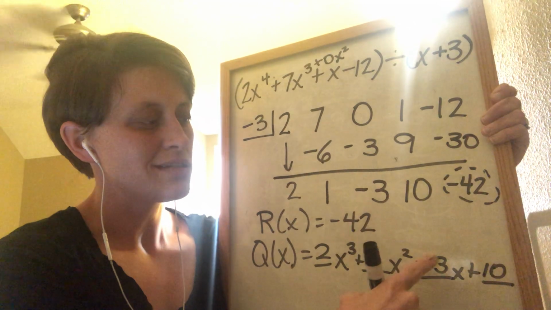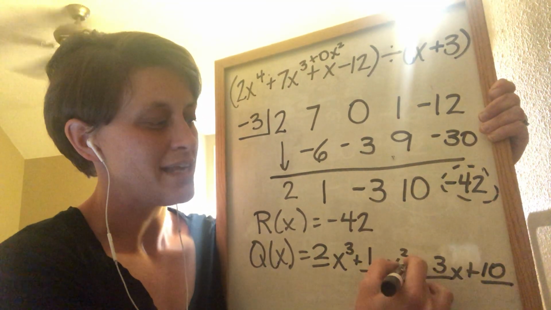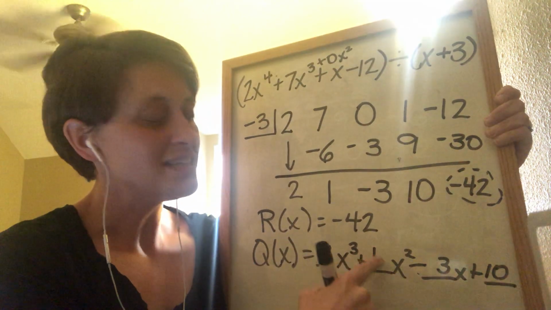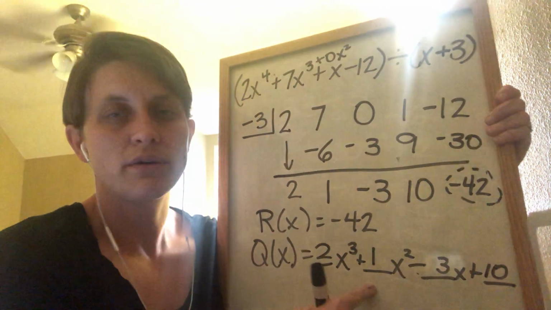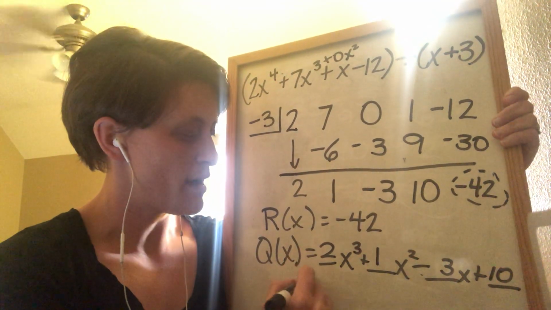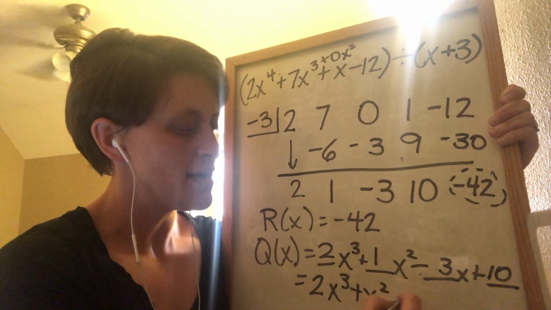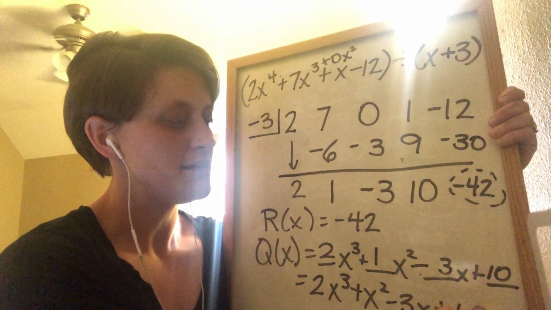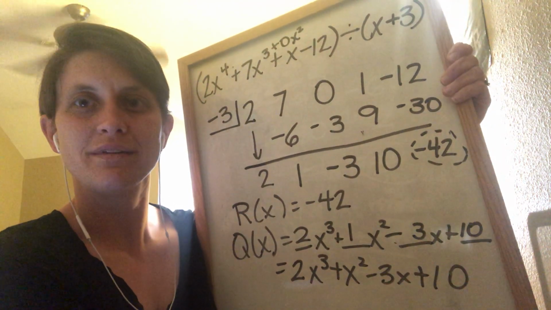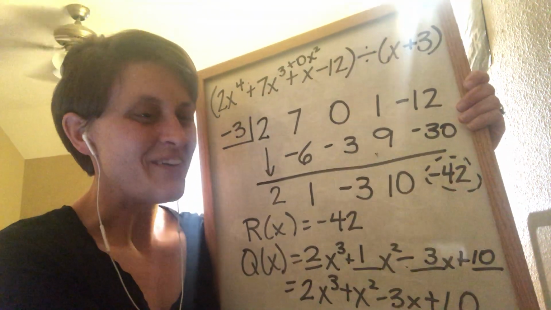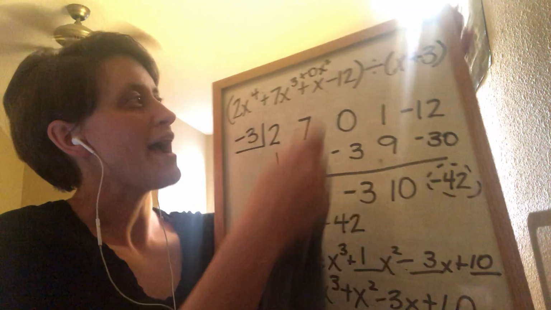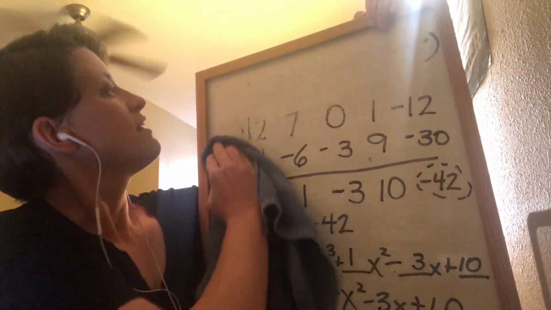And we usually want to just kind of clean that up to a -3x. And if you'd like to leave this 1 off of the x squared, you're perfectly welcome to. You can just call it x squared. So we could call this 2x cubed plus x squared minus 3x plus 10. There it is. Okay, let's look at one more of these just to practice synthetic division.